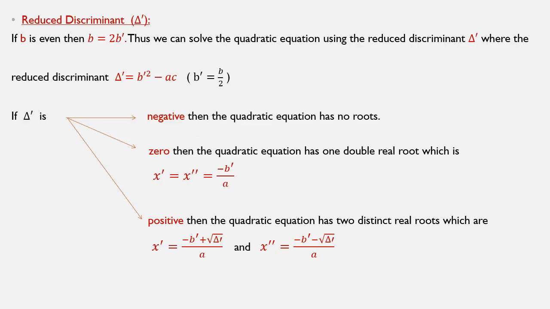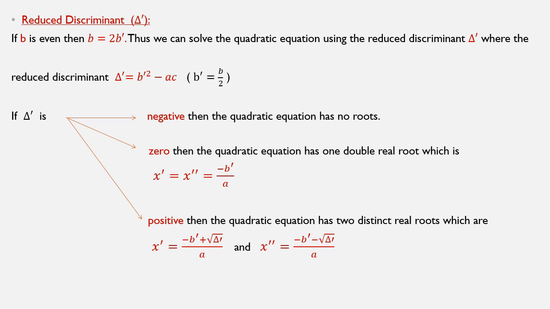In the previous session, we talked about how to solve a quadratic equation by using the discriminant delta. In this session, we are going to talk about how to solve a quadratic equation using the reduced discriminant, which is denoted by delta prime. This method we can only use if b, which is the coefficient of x, is even.